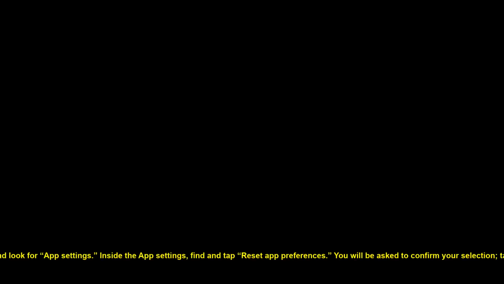Return to the Bixby settings menu and look for App Settings. Inside the App Settings, find and tap Reset App Preferences. Once completed, your Bixby preferences will be reset to factory settings. Your Bixby app will now perform as if it were new, ready for personalized setup.